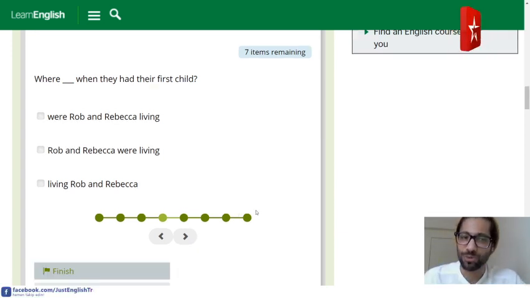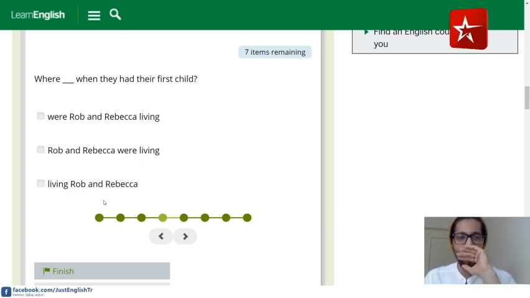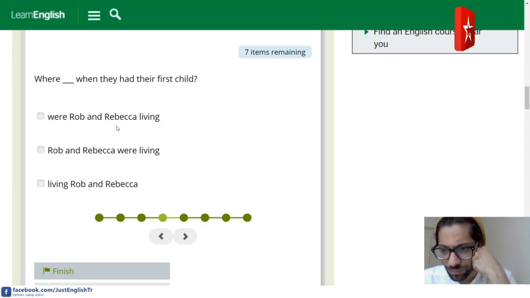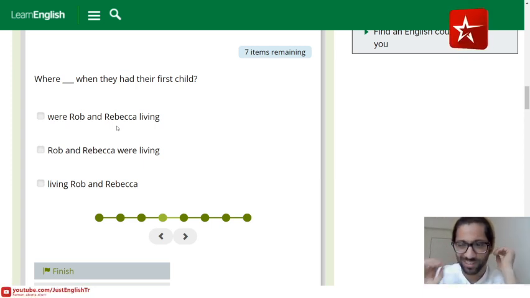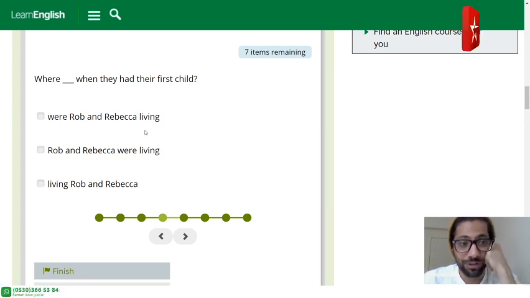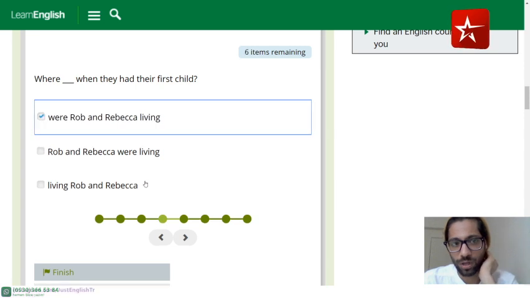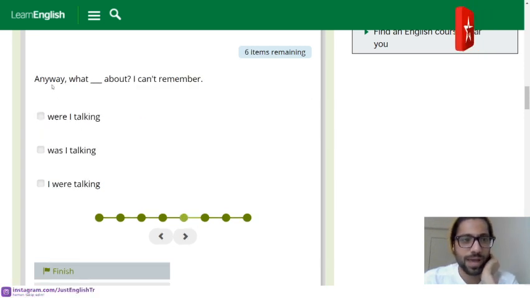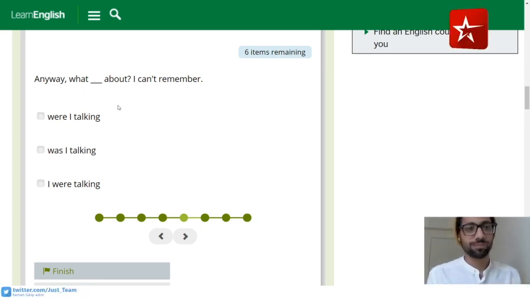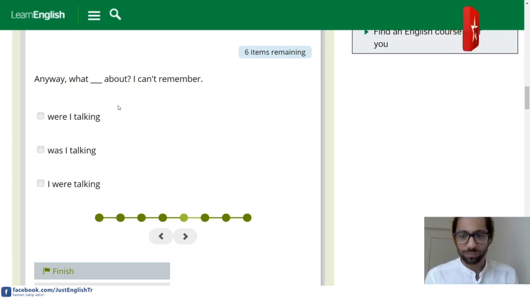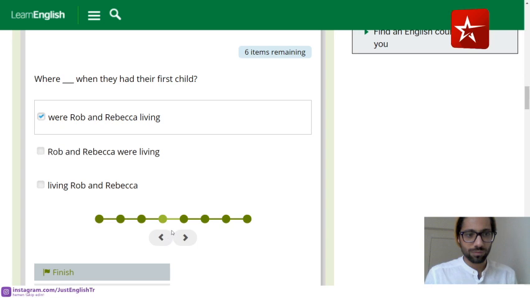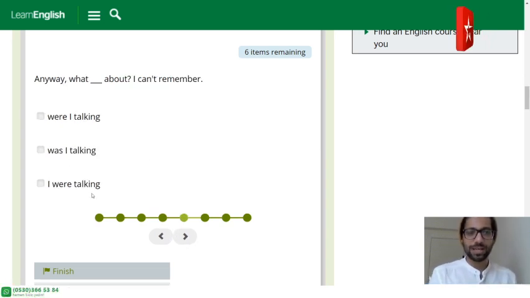It's very good. You are very punctual, guys. Where blank when they had their first child? Professor Berat. Okay, thank you. Where were Rob and Rebecca living? This one. Okay, moving forward. Anyway, what's blank about? I can't remember. So which one here? Anyway, what's blank about? I can't remember.